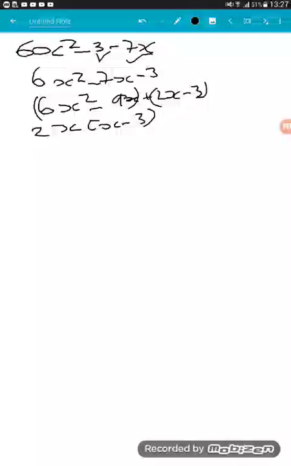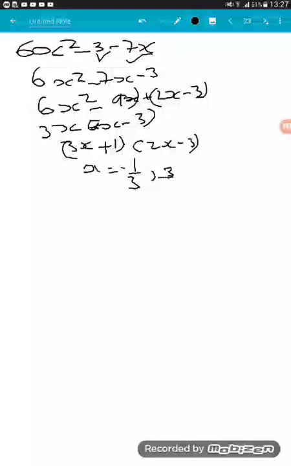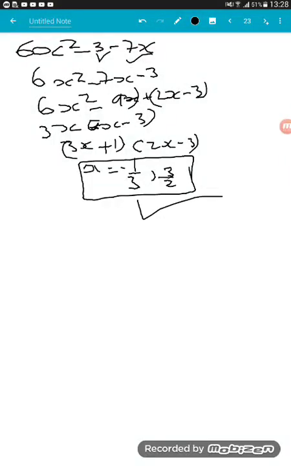Now we take common factors outside, so it will become 3x plus 1 into 2x minus 3. So x equal to minus 1 by 3 and x equal to 3 by 2. So now I hope that you can verify by yourself.